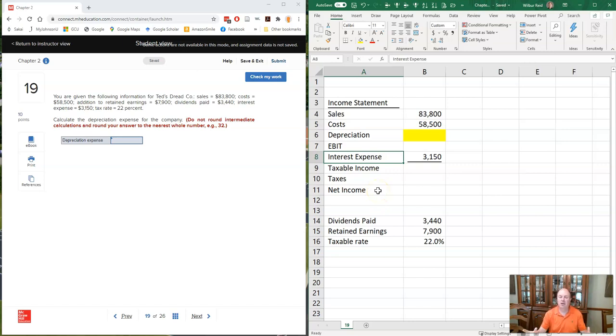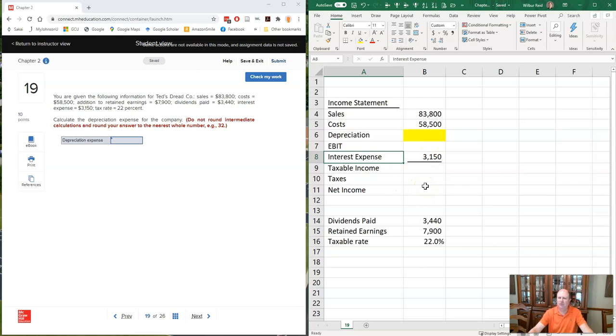The first key thing is understanding what an income statement looks like and how things are ordered. So you need to know that sales are at the top, and then you take costs out, and then depreciation, and that gets you to EBIT. Then you take out taxes, and if there's interest, that would be in there as well. So anyway, here's what we're given for this particular problem.